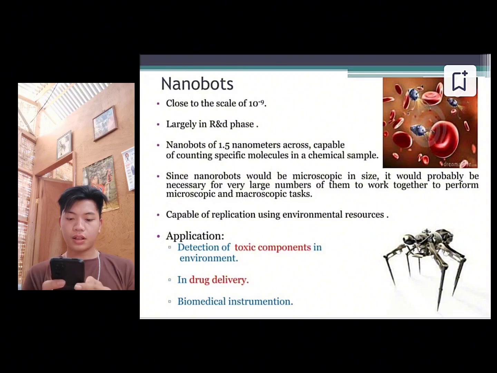The sixth is application. The applications of nanobots are, first, detection of toxic components in the environment. The second is in drug delivery. The third is biomedical intervention.